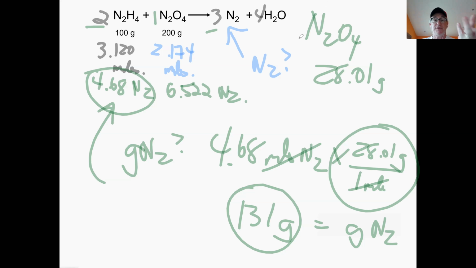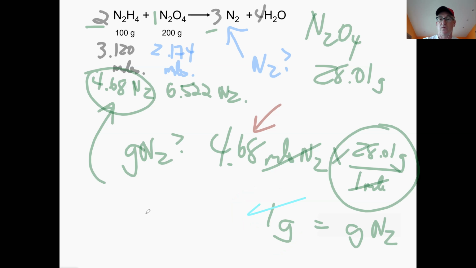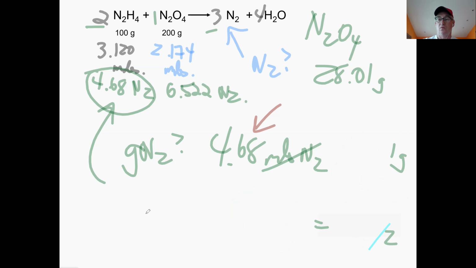To do this, we take advantage of the information from our last calculation. Our last calculation told us how many moles of nitrogen we're going to form. It was 4.68. So we use that information to go backwards and figure out how many moles of N2O4 must have been used. What's the ratio between them? Well, we know that it's 1 to 3.